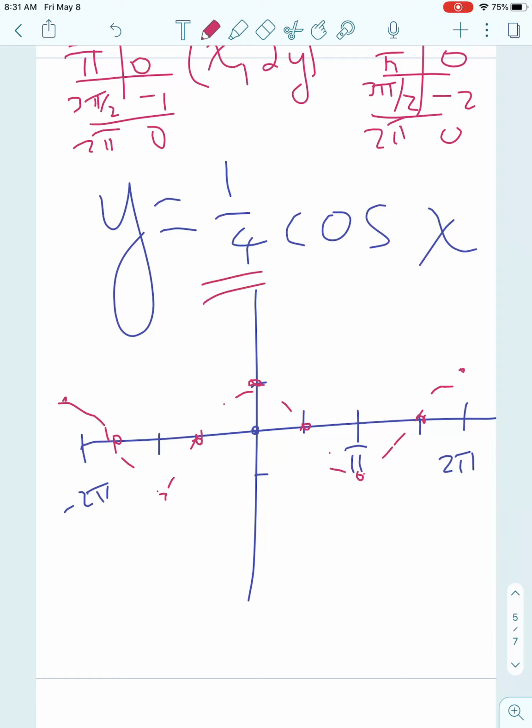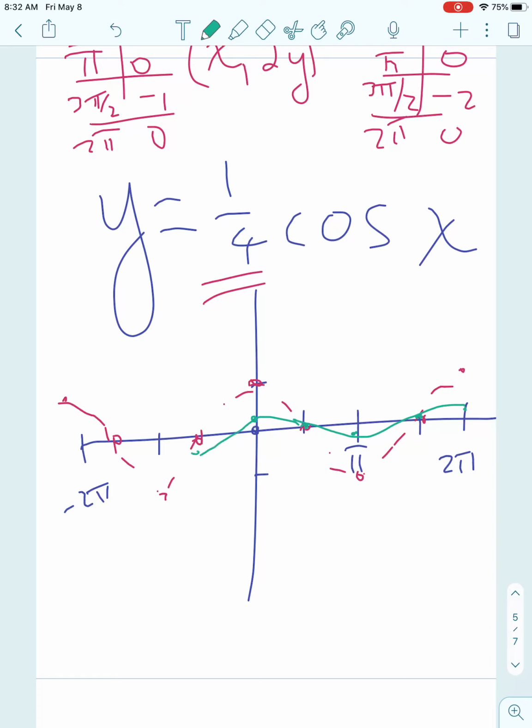Notice we're going to now look at this value of 1/4 in front of the cosine. Since that's being multiplied, that's a vertical stretch. In this case, it's a vertical shrink of 1/4. So what was up 1 is now up only a fourth. 0 doesn't have an effect by the vertical stretch. What was -1 is -1/4. 0, 1/4. This is a much compressed cosine.